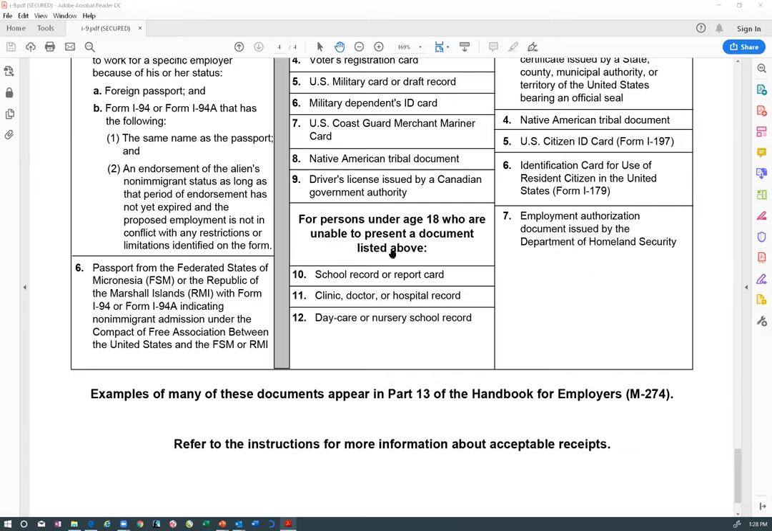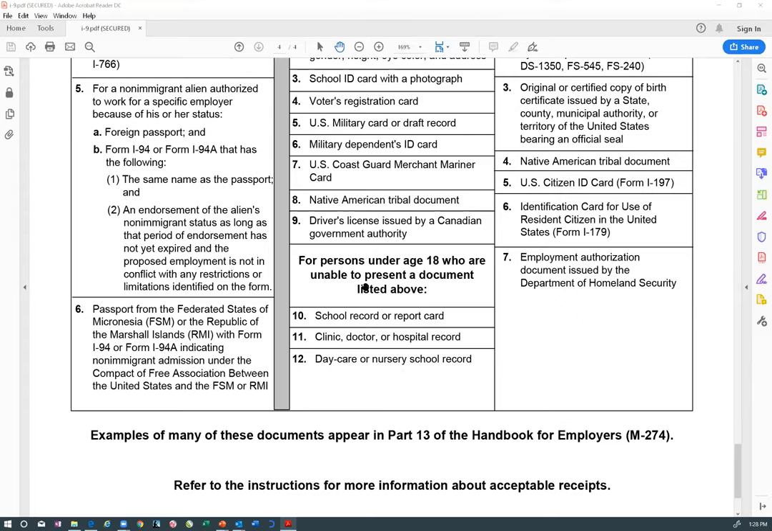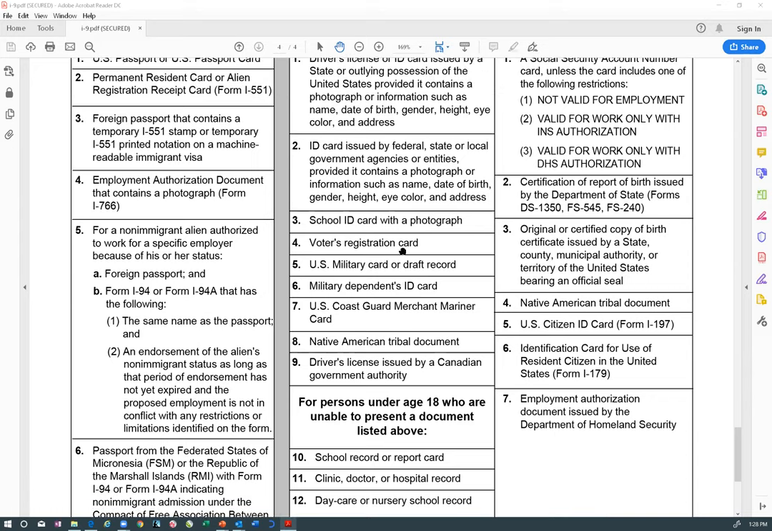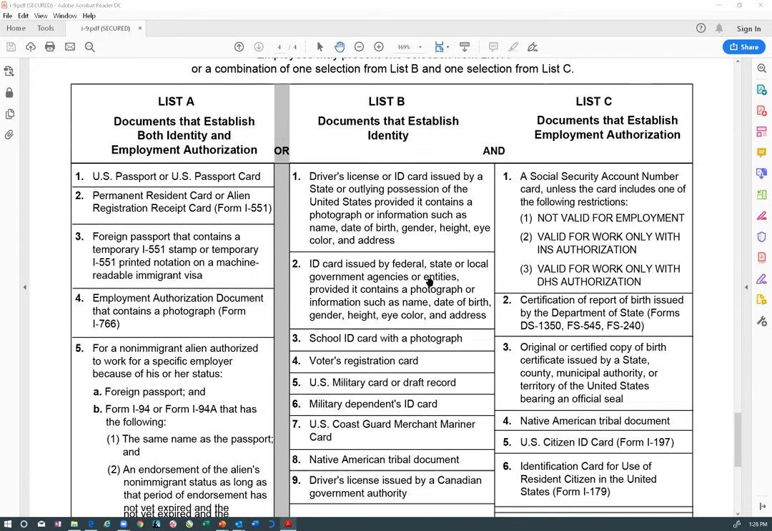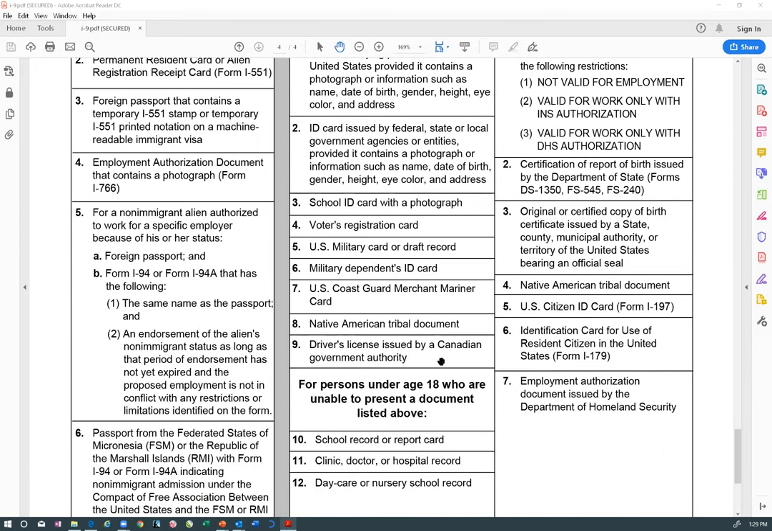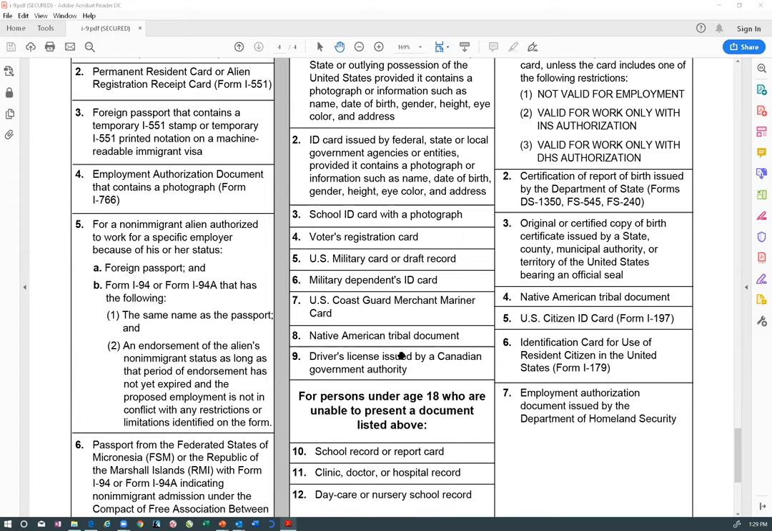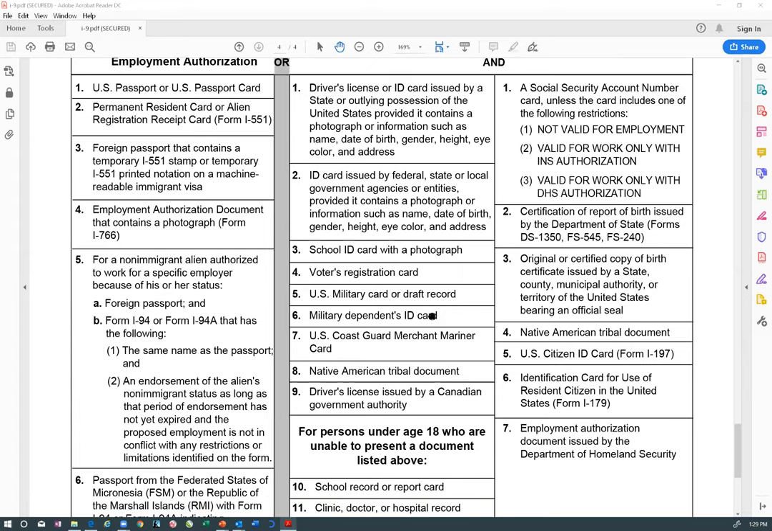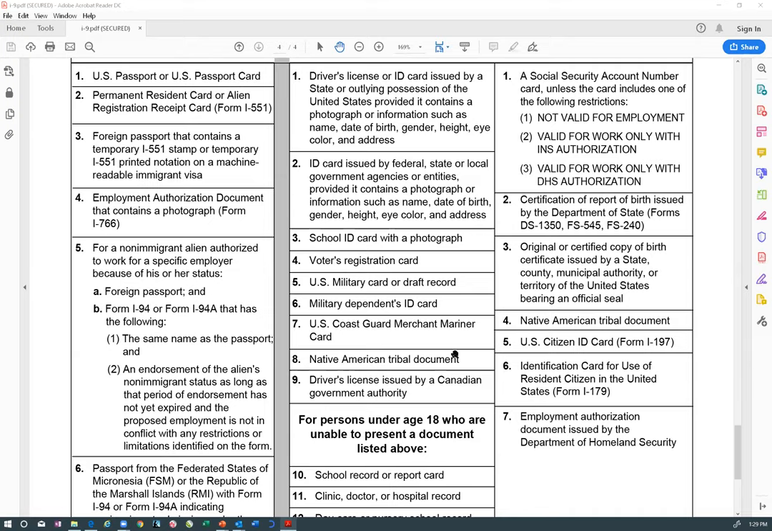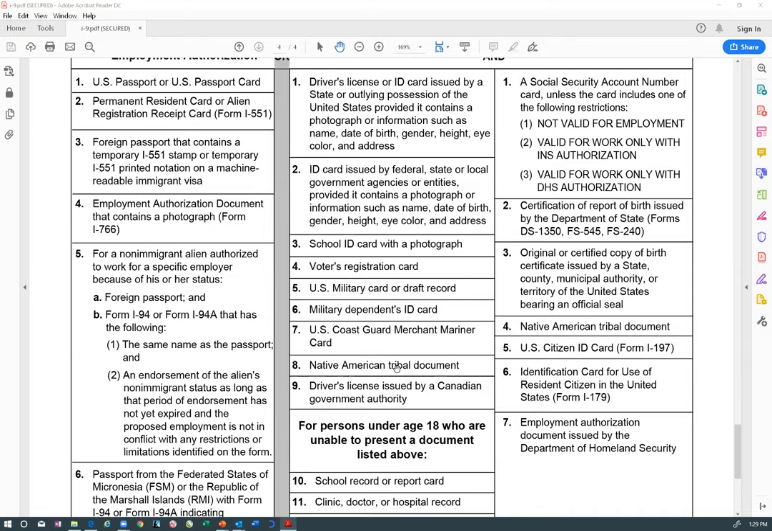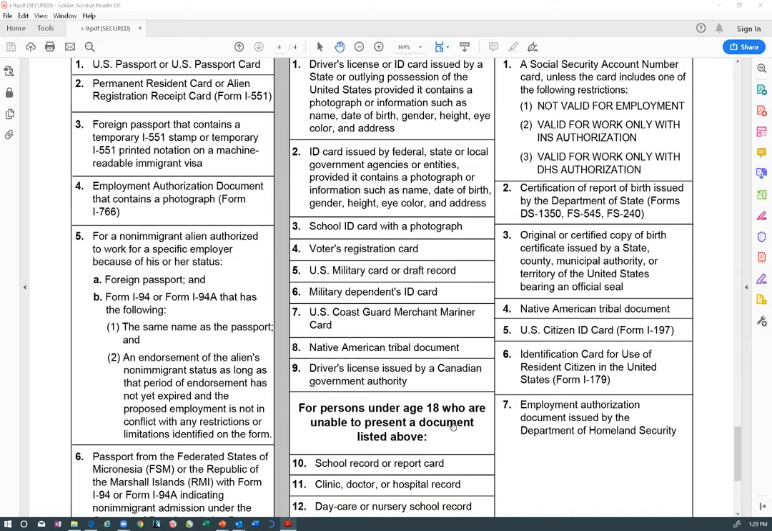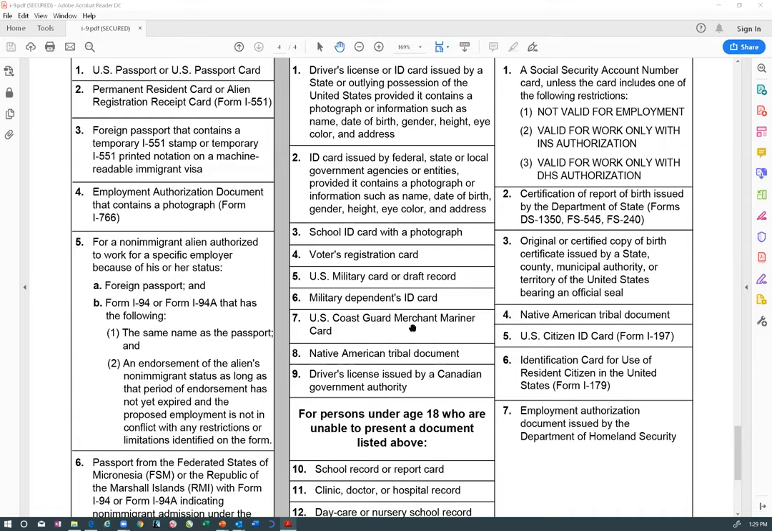If you're under 18 and unable to produce one of these, they will accept this. But if you're working, say you're 16 years old, you would typically have a driver's license or something because you're getting to work. Yeah, and a school ID. A 16-year-old would have a school ID. Typically, yeah. So that's what I'm saying.